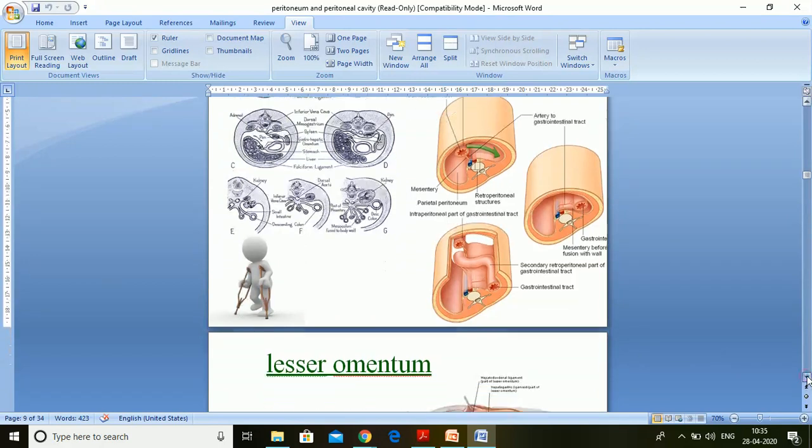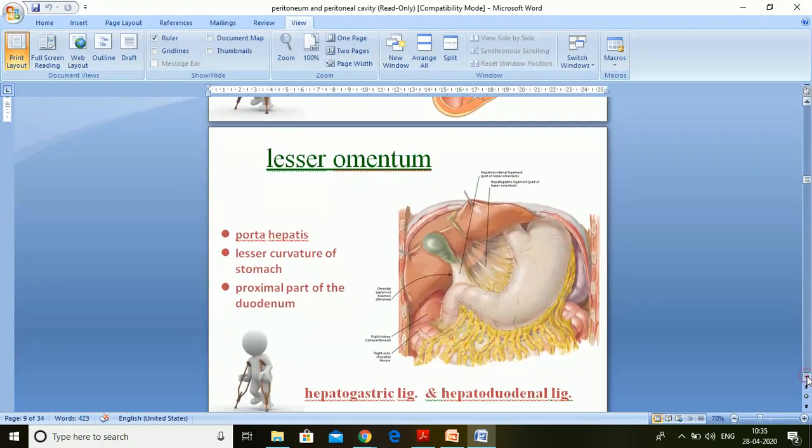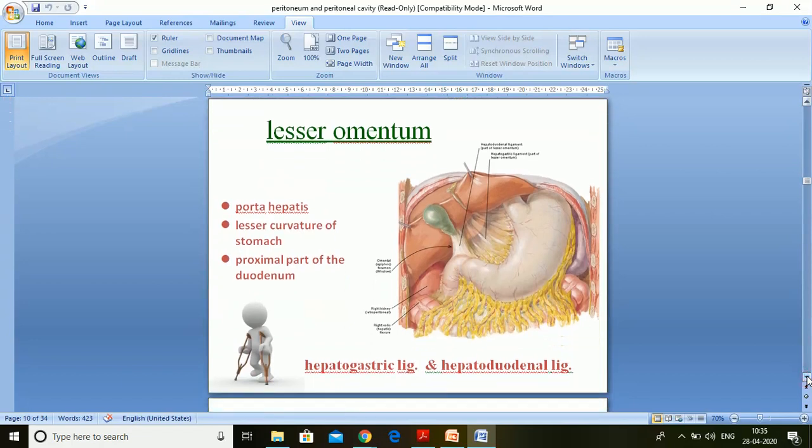Let's go into the lesser omentum. The lesser omentum is a bilayered structure, a fold of peritoneum which extends from the lesser curvature of the stomach and the first 2 centimeters of the duodenum to the liver. The greater and the lesser sacs communicate through a small foramen present between them, called the epiploic foramen.